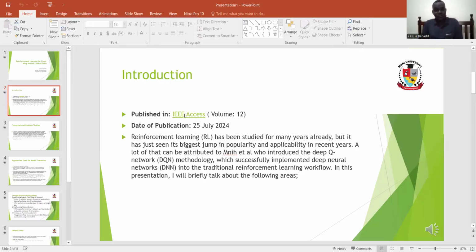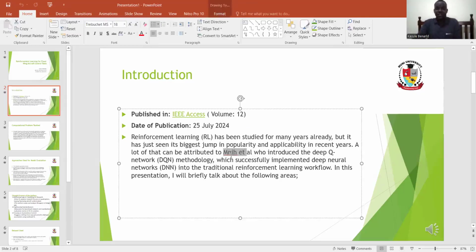Therefore, we're saying that RL, what we call reinforcement learning, has been studied for many years already, but has just seen its biggest jump in popularity and applicability in recent years. A lot can be attributed to researchers behind the Deep Q-Network methodology, which successfully implemented the DNN, or what we call the deep neural network, into the traditional reinforcement learning workflow.